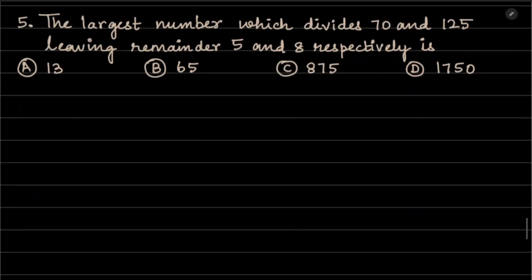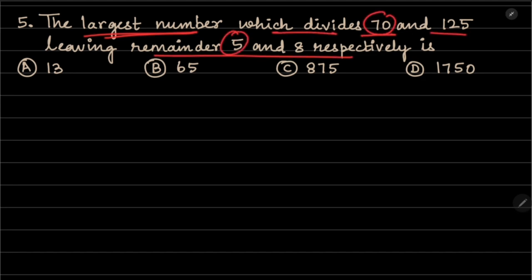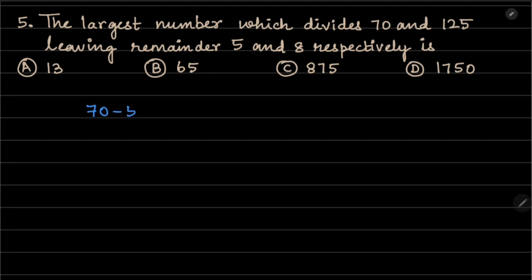The largest number which divides 75 and 125, leaving the remainder 5 and 8 respectively. So the minute you see that you have to find a number which divides 70 and 125 leaving these remainders, the first thing that you have to do is subtract the remainder from the number. So 70 minus 5 is your first number. 125 minus 8 is your second number, whose HCF, the largest number, you have to find.